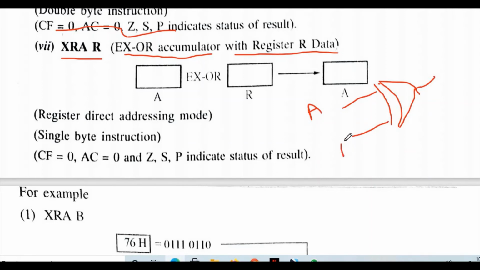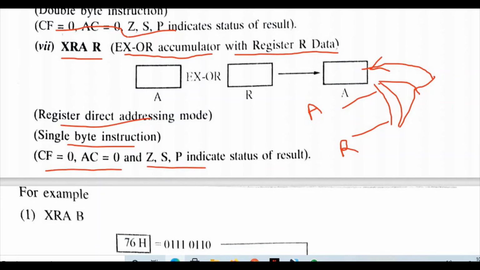Register direct addressing mode, single byte instruction, carry flag 0, auxiliary carry 0. The sign and parity flags indicate the status of the result. Now let us do an example. Suppose the instruction is XRA B, and in the accumulator the content is 76H, and in register B the content is C4H. H here stands for hexadecimal.